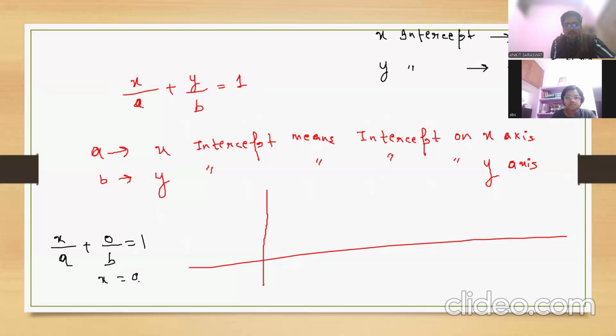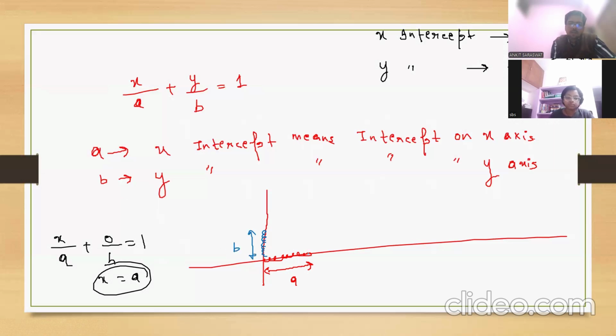X will be a. On the x-axis, how much portion will it cut? This much. Its length is a. Similarly, if I ask on the y-axis how much portion it will cut, make x 0, it will be y, b.